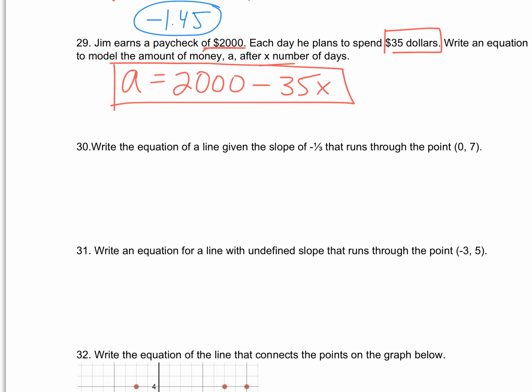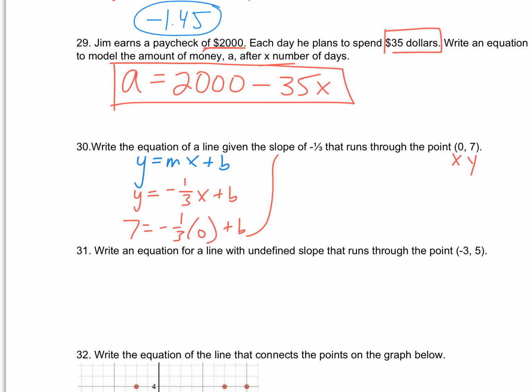All right, looking at number 30, it says write the equation of a line given the slope of negative 1/3 that runs through the point 0, 7. So again, in slope-intercept form, you need to know two things. You need to know the slope and the y-intercept. I know what the slope is already. I don't know the y-intercept. So I'm going to go ahead and plug in the slope, and then I'm going to plug in this x and y point. Because when I plug in 7 and 0, I can now solve for b.